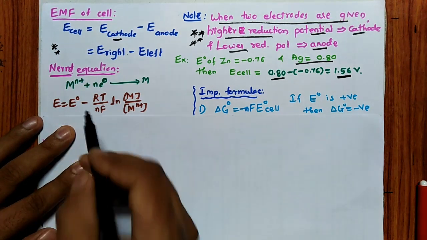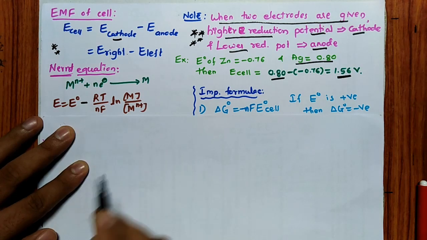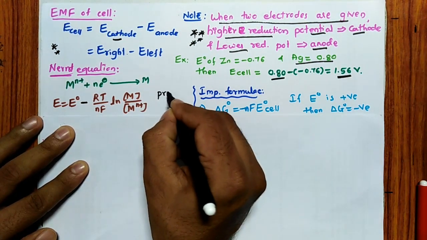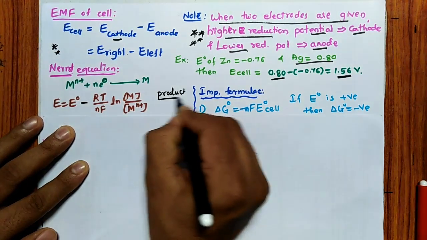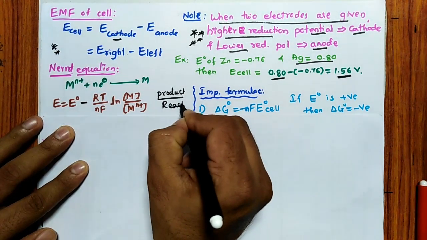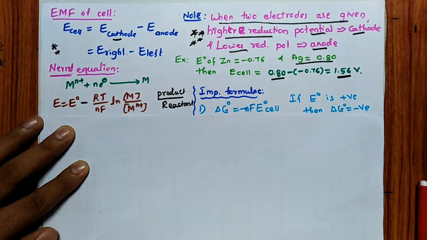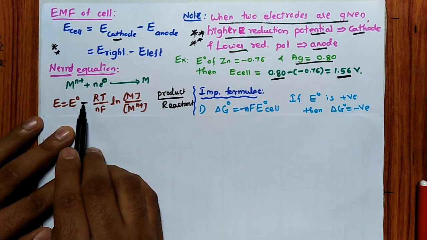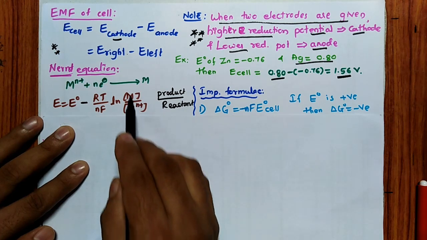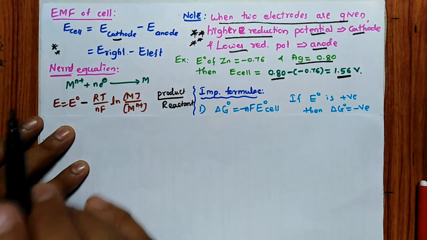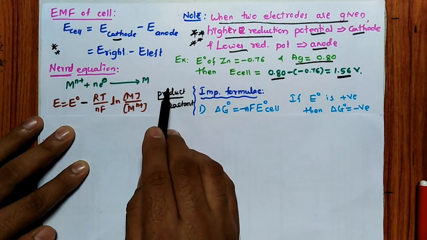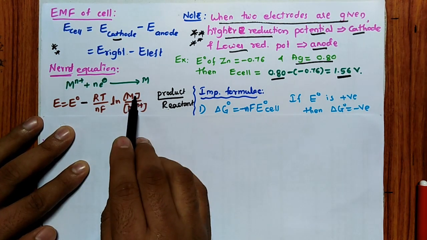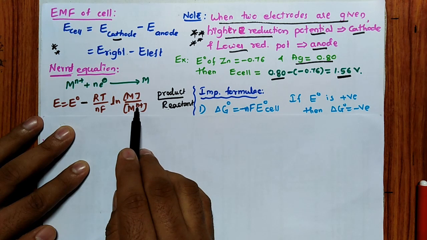Always remember, whenever it is minus, M is product, correct? So product divided by reactant. Remember that shortcut. Product divided by reactant. Whenever it is minus, product by reactant, you can make it as plus when you change this ratio. So when it is plus, what happens? Reactant divided by product. So here M is product, so I have written M divided by M to the power n plus.